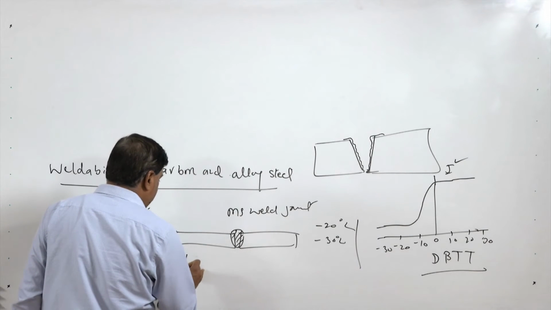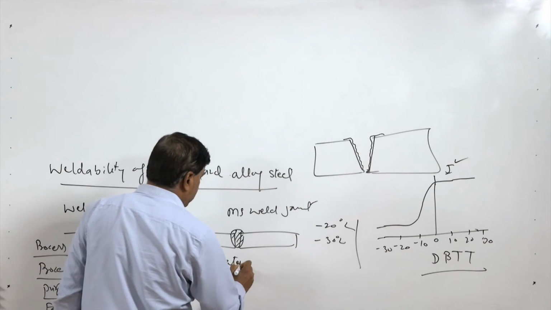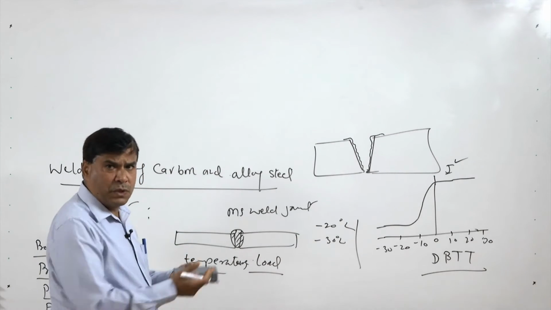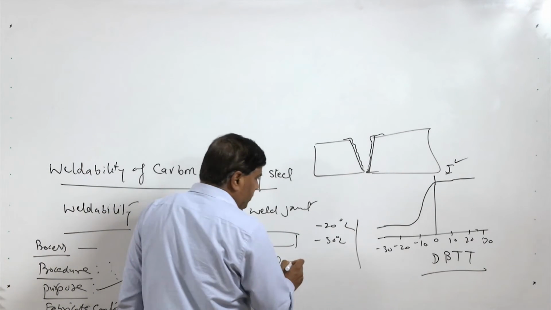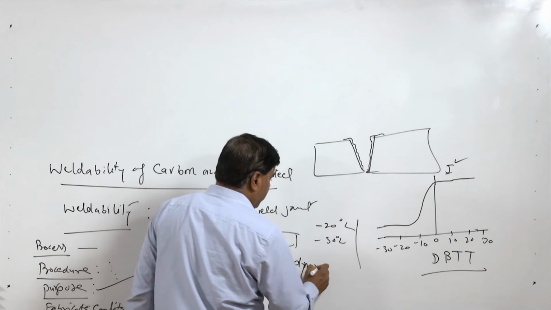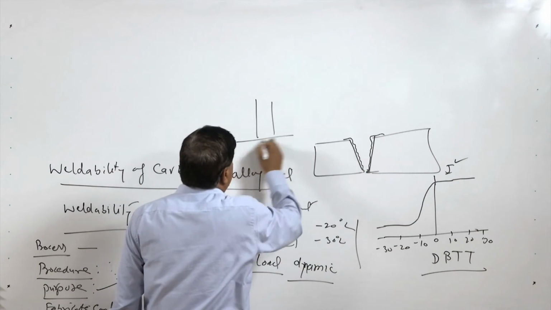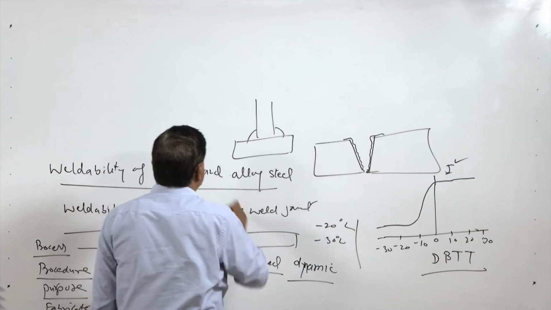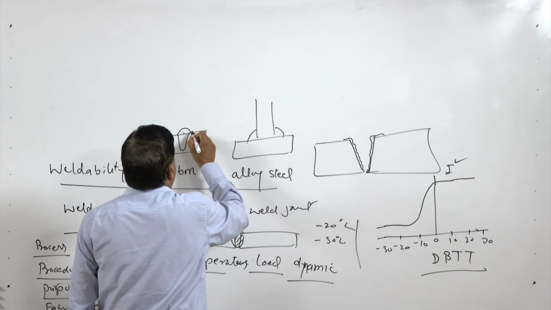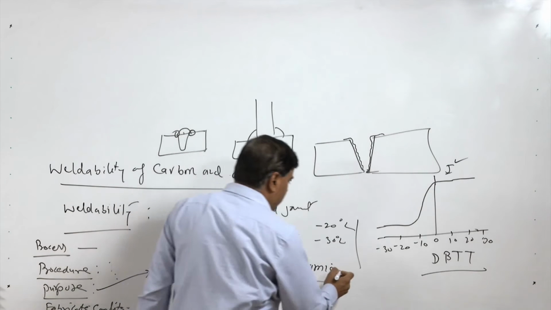Similarly, the temperature conditions, then load conditions. Under the static conditions, joints perform excellently, but some of the joints perform very poorly under the dynamic load conditions like impact and fatigue. Especially the joints with fillet welds, or joints having high stress concentration at the toe of the weld, perform very poorly under fatigue load conditions.